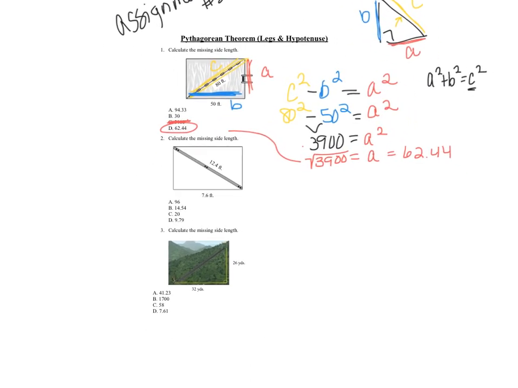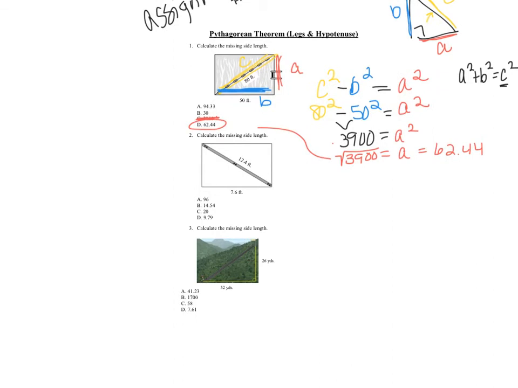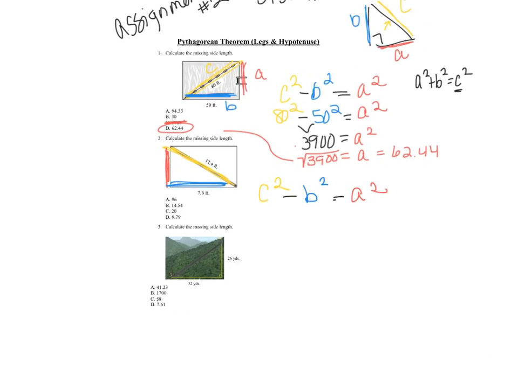On number 2, same thing. We've got C, okay? So we're missing A again. Same thing. We're going to subtract the C squared minus B squared, and that's going to give us A squared. And remember, just like on the regular Pythagorean Theorem formula, your last step is going to be to find the square root. Okay, don't forget that.